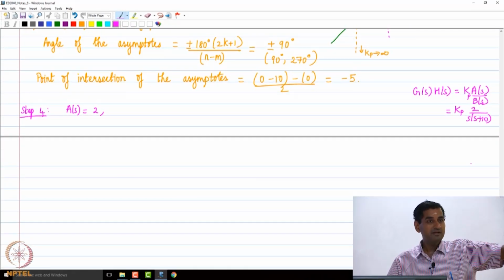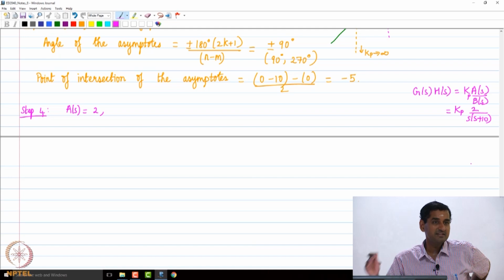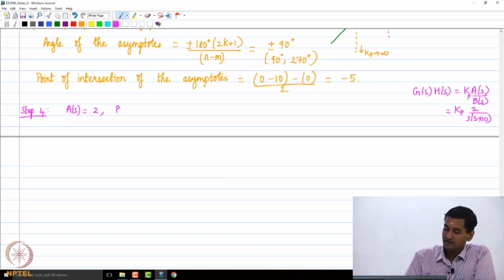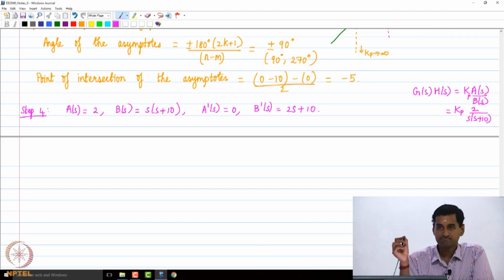We have to keep kp away, because the structure is the parameter k times a of s divided by b of s. So, a of s is going to be 2, b of s is going to be s times s plus 10. Consequently, a prime of s is going to be 0, and b prime of s is going to be 2s plus 10.